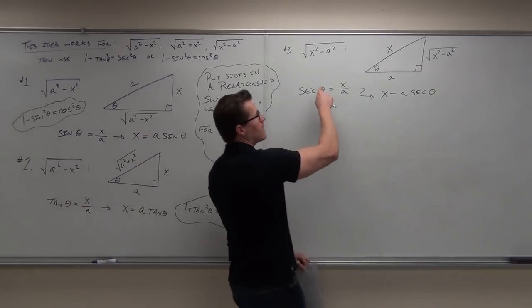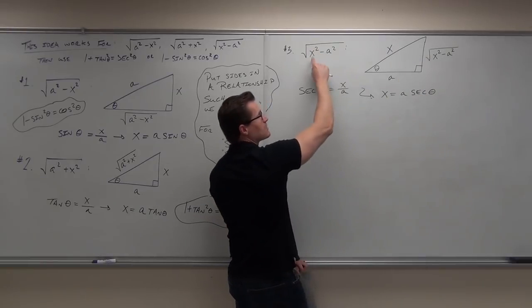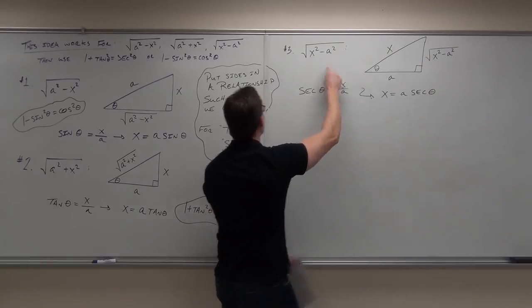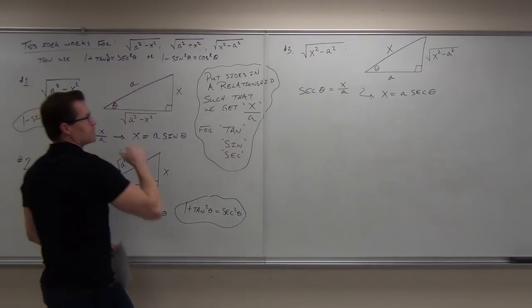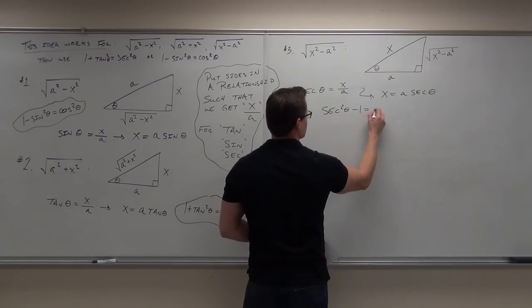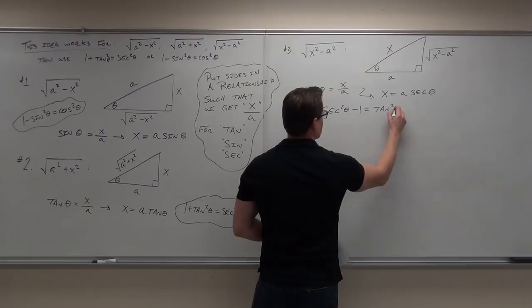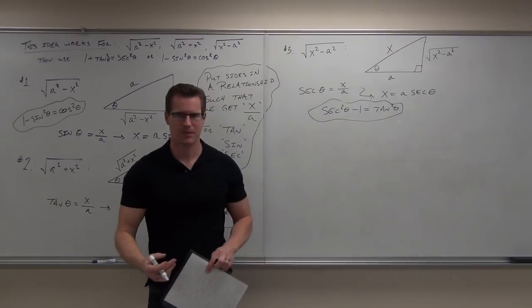This one, if you have a secant, look at this. If you made the substitution, you'd have secant squared minus something. If you have secant squared minus 1, we'd use secant squared theta minus 1 equals tangent squared theta. And those would be the follow-up identities that you're going to use here.